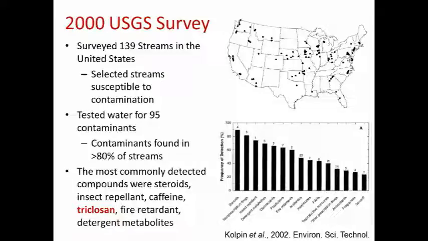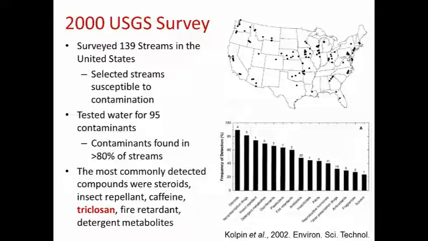This graph up here shows you the distribution of the streams that they sampled, so you can see the bias towards major urban areas. And this table here shows you how frequently compounds from different categories were detected in these streams. Again, over 80% of the streams had at least one of these contaminants in them. The most commonly detected compounds were steroids, insect repellents, caffeine, triclosan, fire retardants, and detergent metabolites.